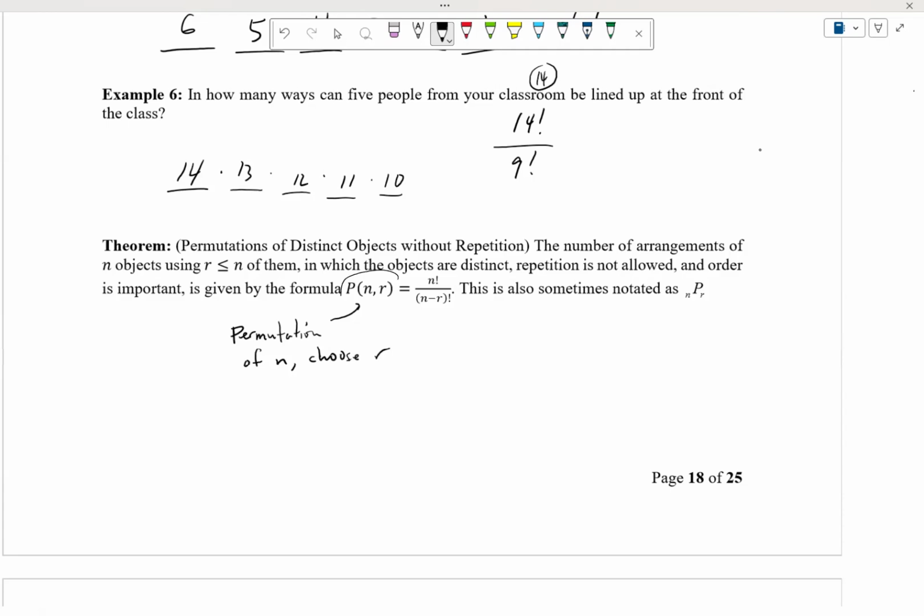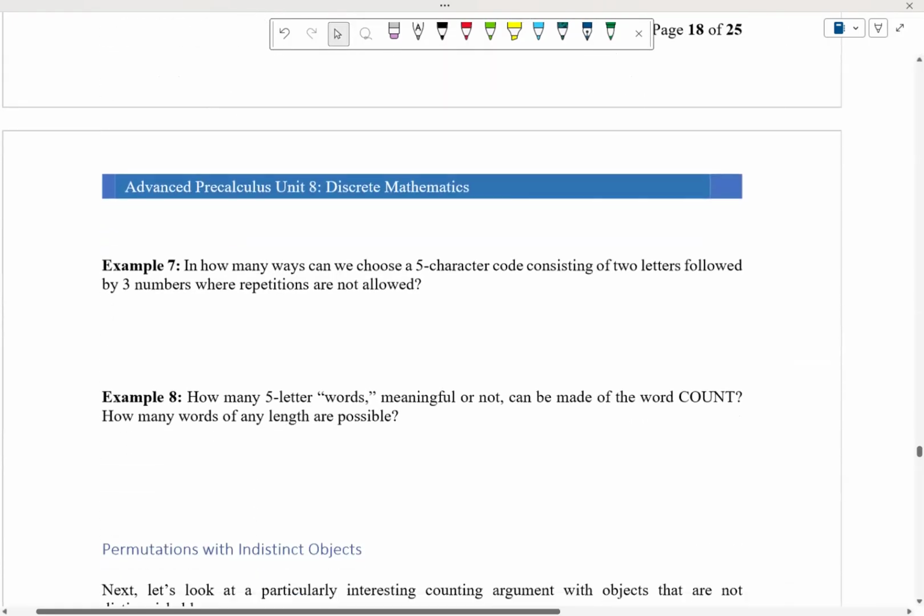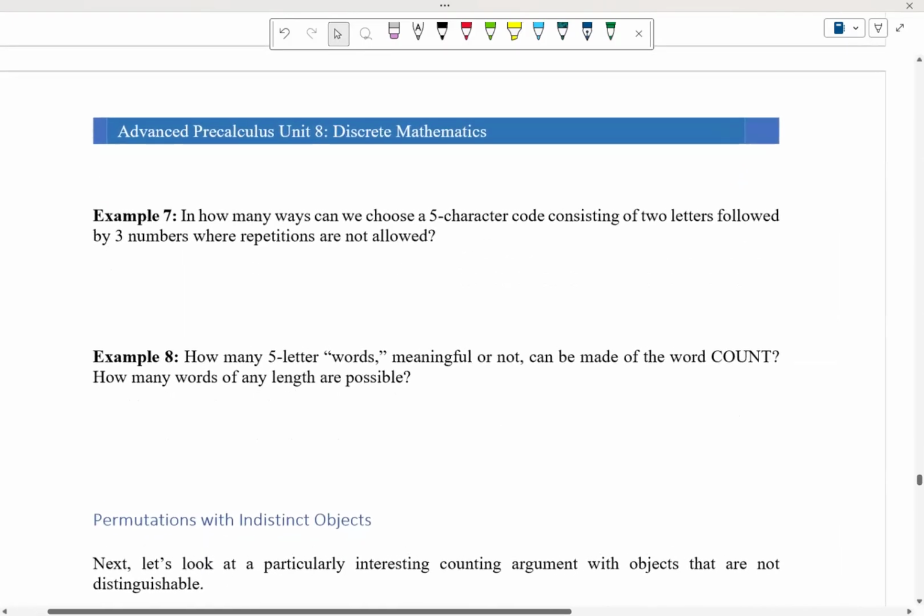So this is one way you'll see it. This is the way I'll probably write it. It's the easiest to type for sure. You'll also see it this way. That is, it still says a permutation of n choose r. And sometimes you'll see something like this. Permutation of n choose r. So try these two, example 7 and 8.